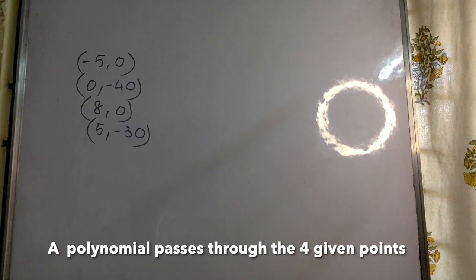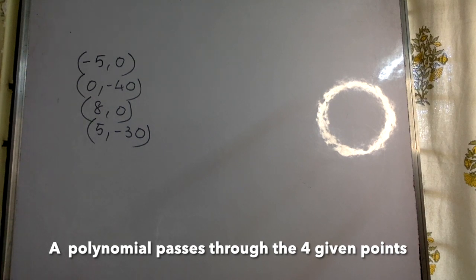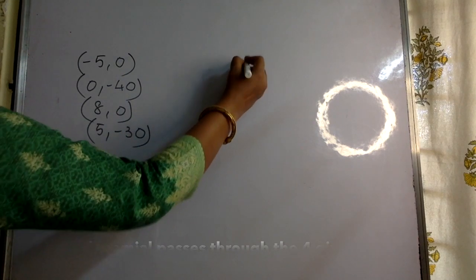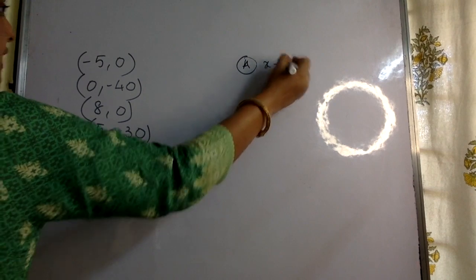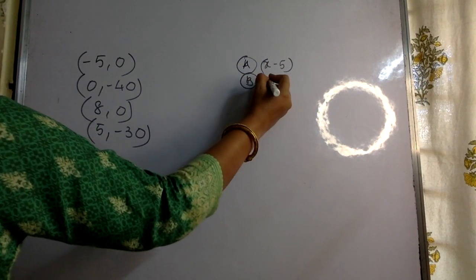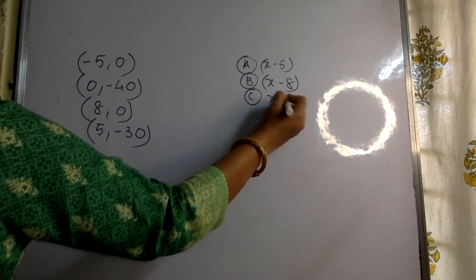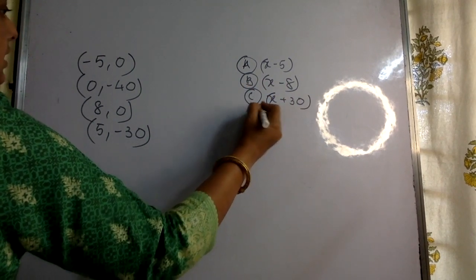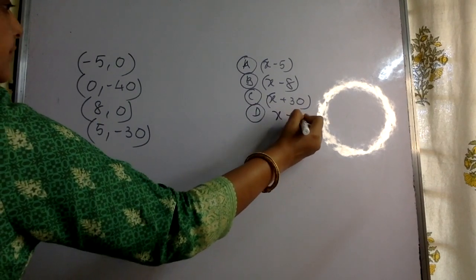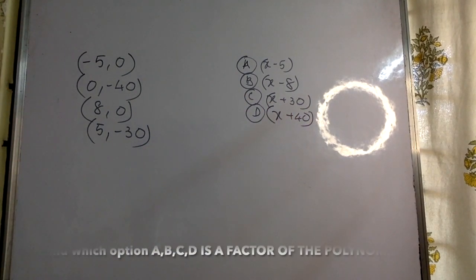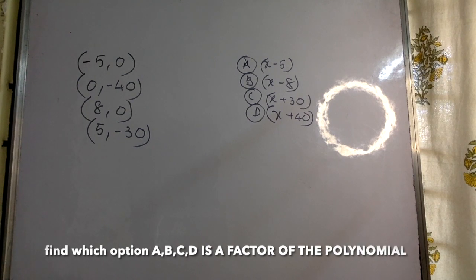Now, we have to find which of these is a factor. What are the options available to us? Let me quickly write them down. A, x minus 5. B is x minus 8. C is x plus 30. D is x plus 40. Which of these is a factor of the polynomial? So how do I proceed with this question?